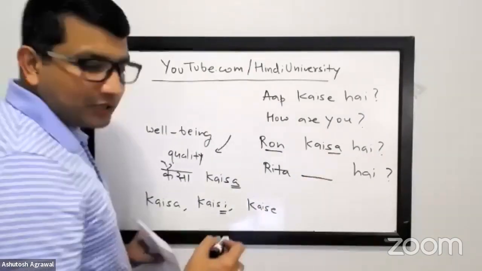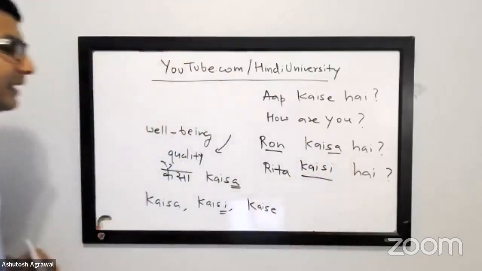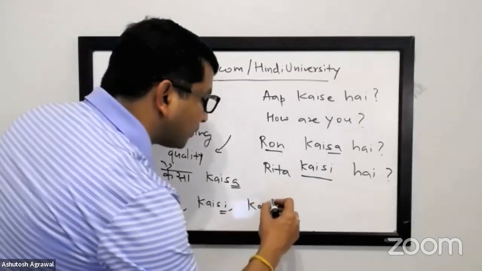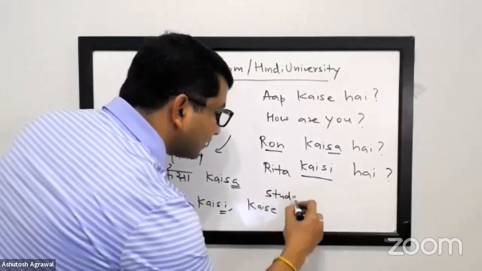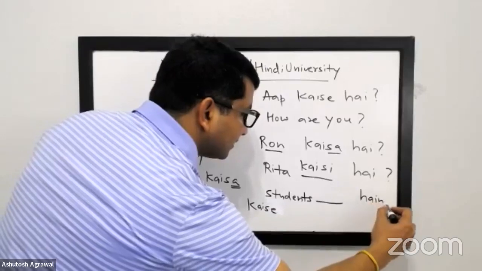For Ron, Rita kaisi hai. Very good. Rita कैसी है? Okay. And then let's say if you want to inquire about a group of people, let's say students. Okay, students, it would be again, Rita ji, it will be students.